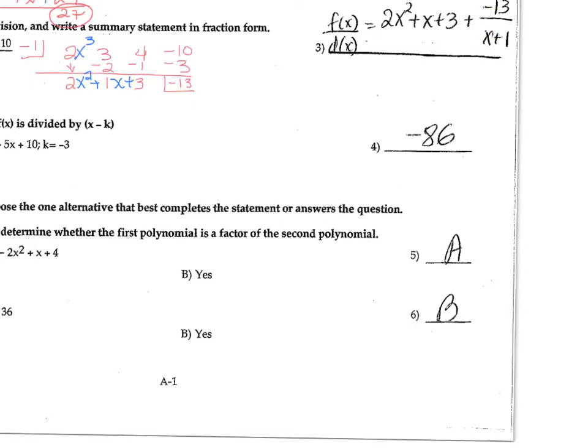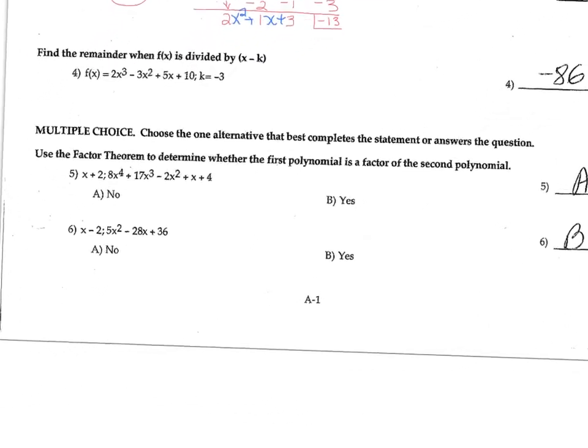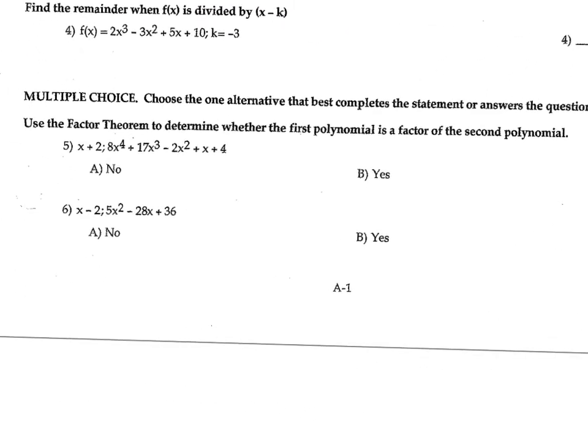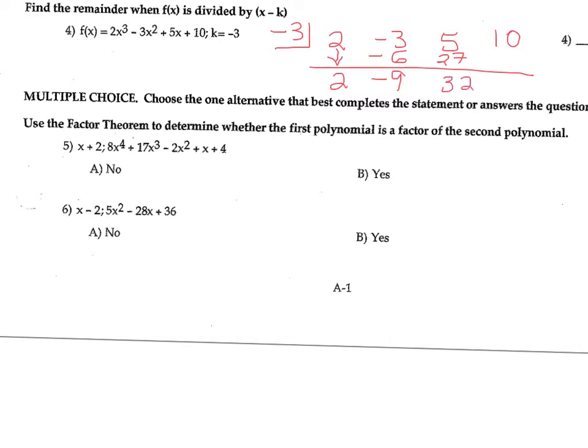Okay? That's how you have to do. And then for number 4, when they ask you for the remainder, all you have to do is use synthetic division. So it's 2, -3, 5, 10, divided by -3. You don't change the sign of that because that's already k. That's like x equals that. Then you bring the first number down. 2 times -3 is -6. Combine it, it is -9. Times -3, it's positive 27. Plus 5 is 32.